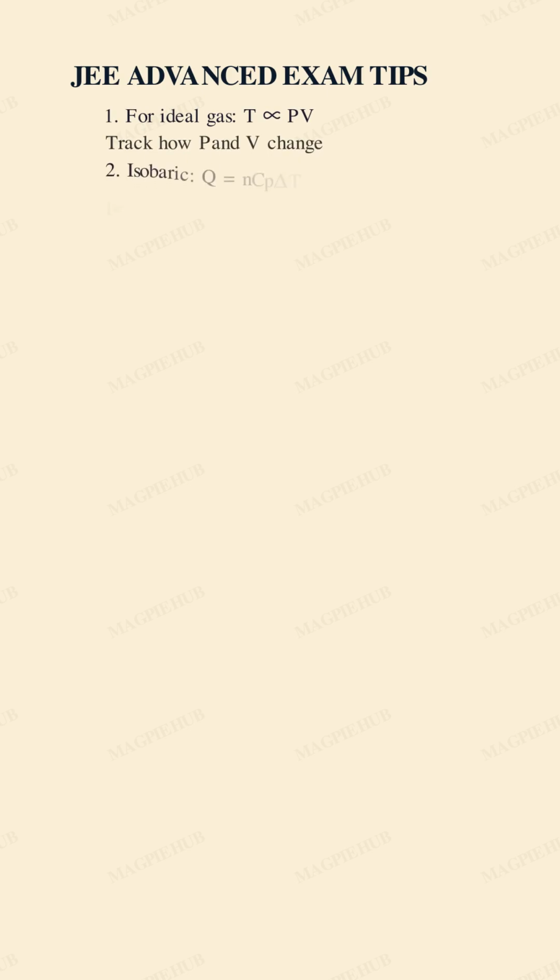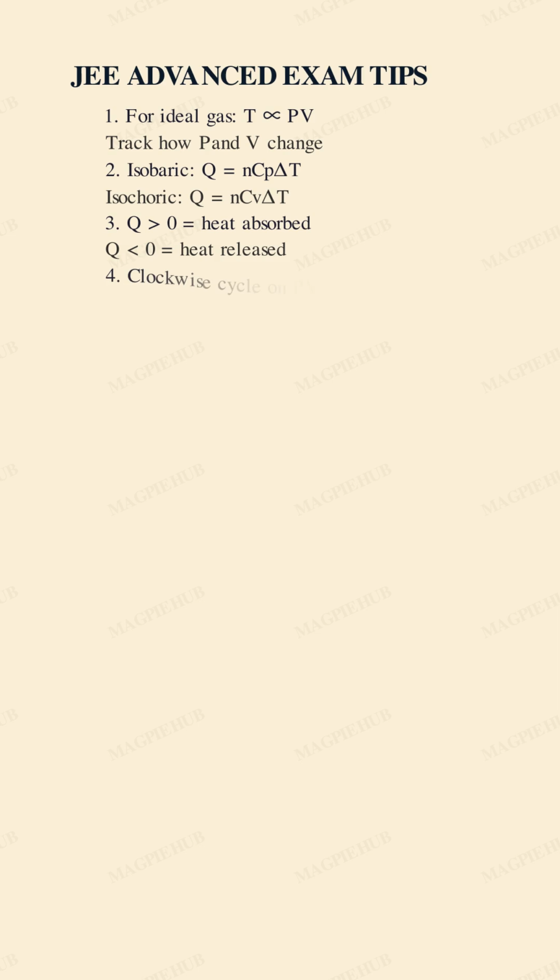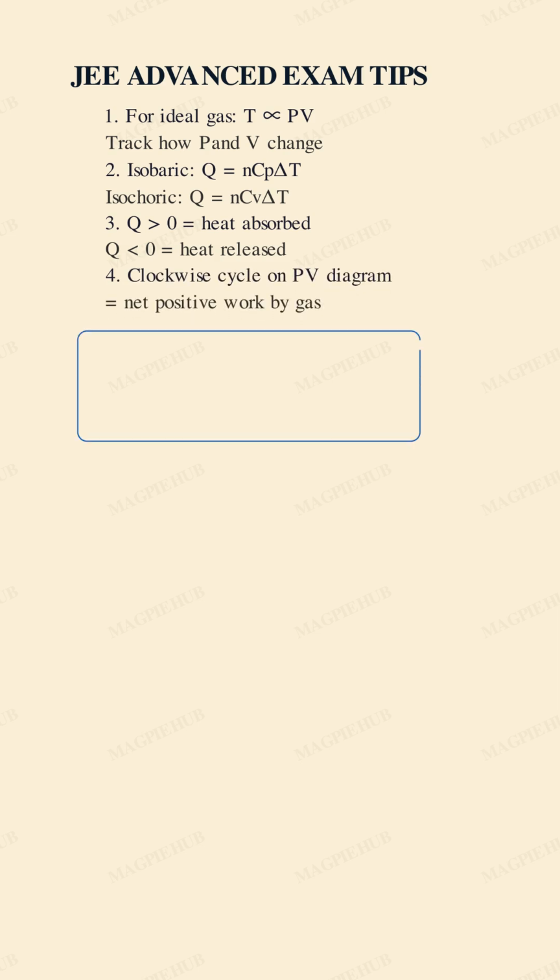Exam tips for JEE Advanced Thermodynamics. Tip 1. For an ideal gas, temperature is proportional to the product PV. So in any process, track how both pressure and volume change to determine if temperature goes up or down. Tip 2. For isobaric processes, Q equals nCP delta T. For isochoric processes, Q equals nCV delta T. Tip 3. If delta T is positive, heat is absorbed. If negative, heat is released. And remember, a clockwise cycle on a PV diagram means the gas does net positive work on its surroundings.